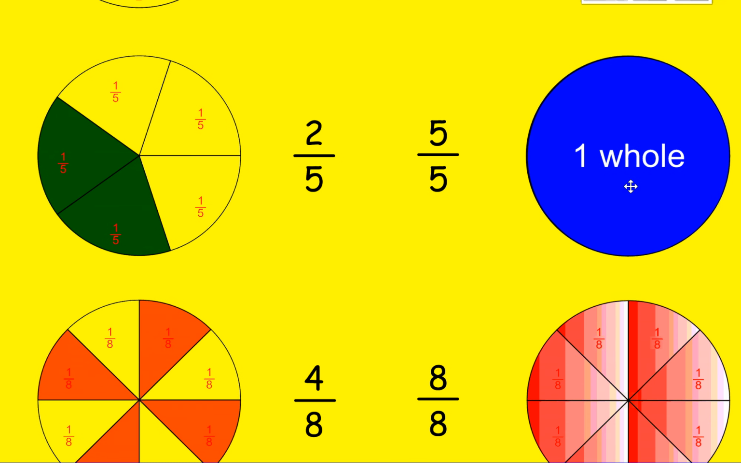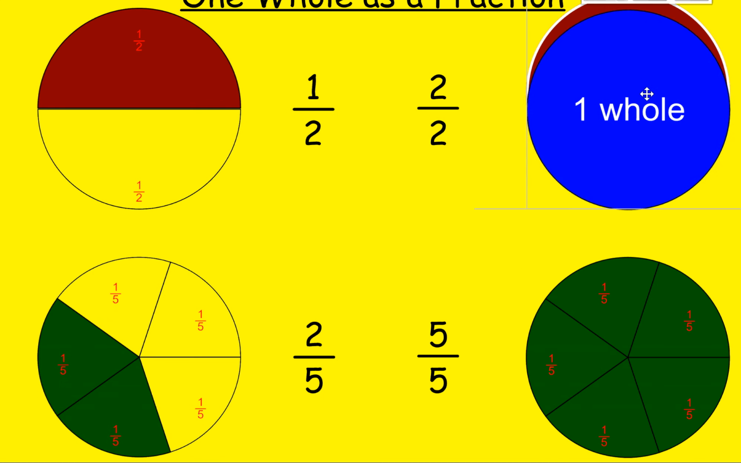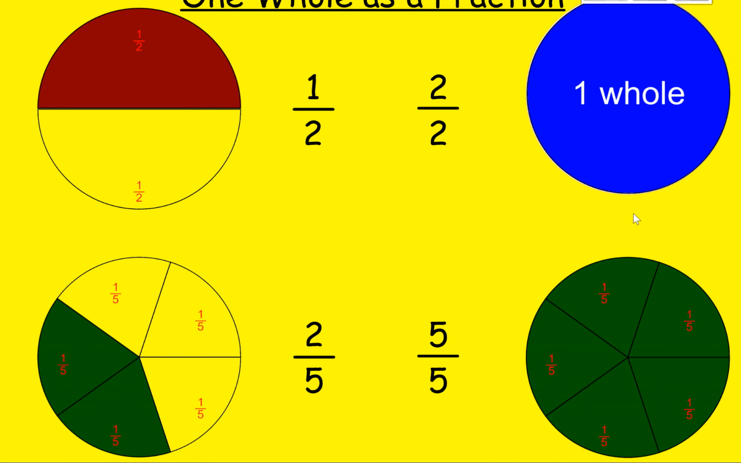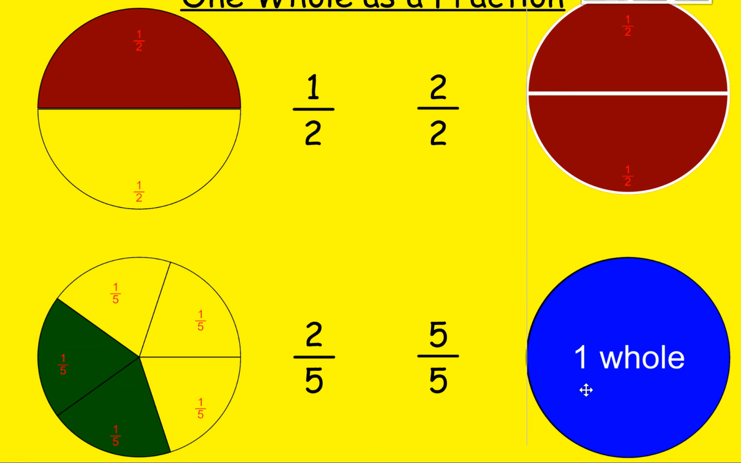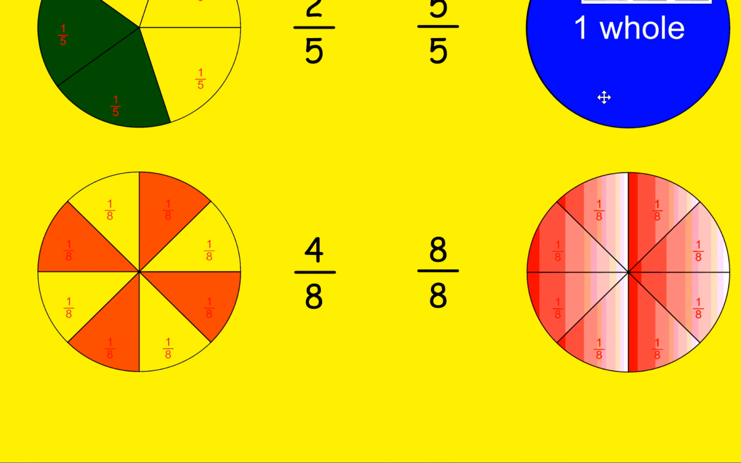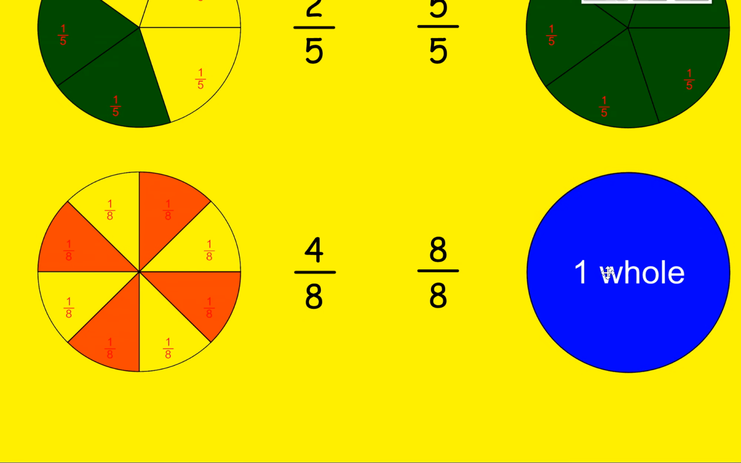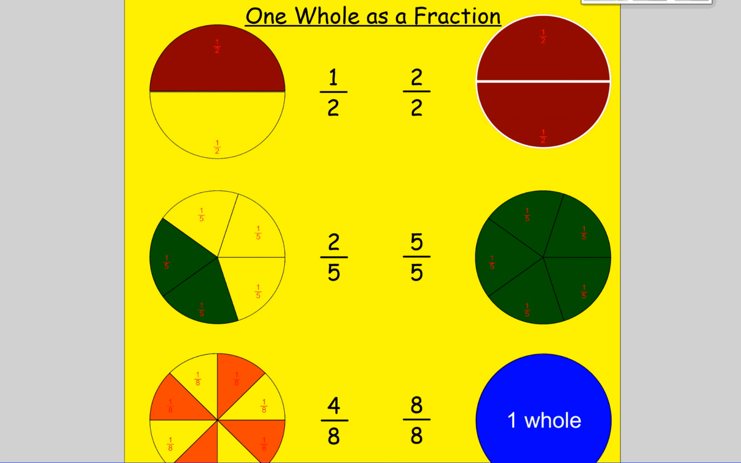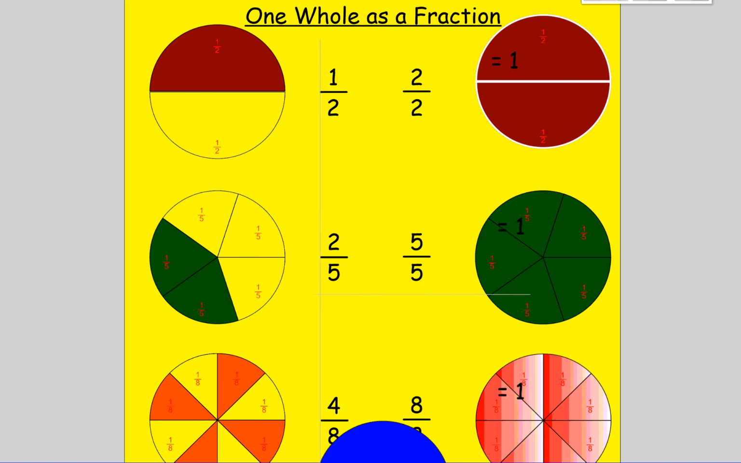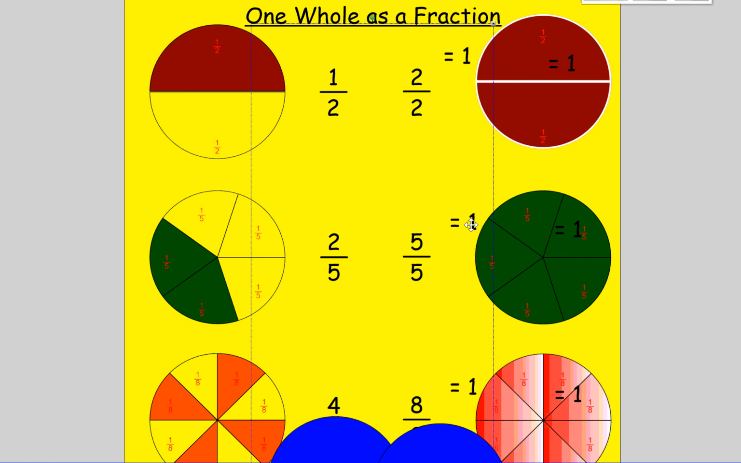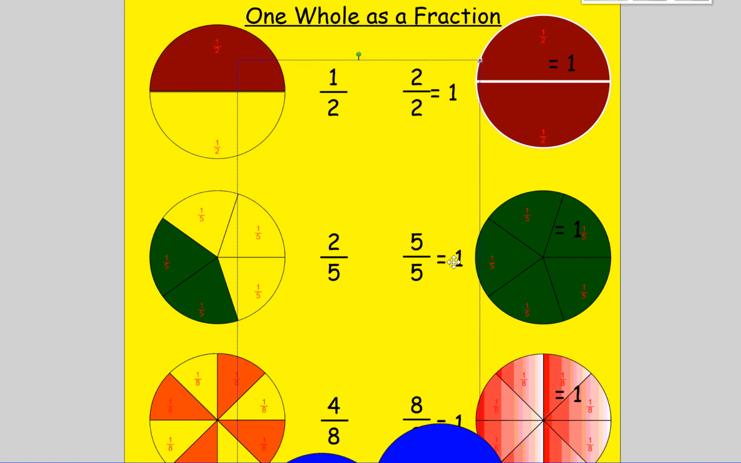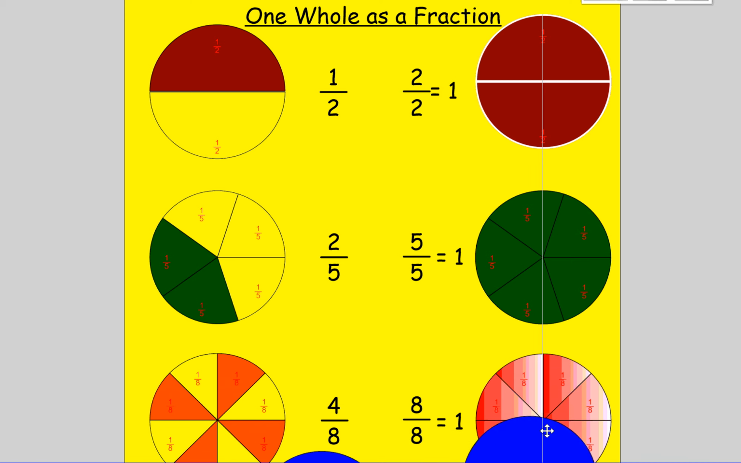That's the same as 1 whole. So the fraction 2/2 is equal to 1 whole. 5/5 is equal to 1 whole. 8/8 is equal to 1 whole. So as we can see, all of these are equal to 1 whole. 2/2 is 1 whole, 5/5 is 1 whole, 8/8 is 1 whole.